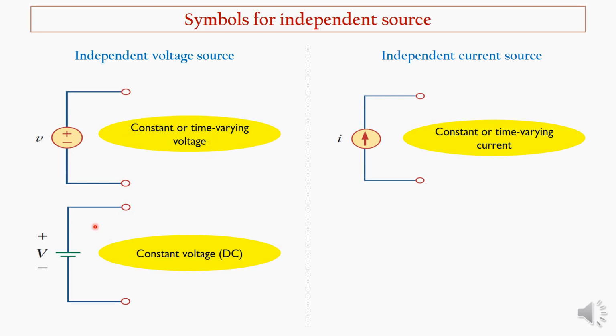Now, if you have only a DC voltage source to represent, you can represent it by using this symbol. Now, looking into the independent current source, it can be shown with this circle along with an arrow in the upward or downward direction, depending on the direction of flow of current. Again, this symbol can be used for the constant or time varying current. Here I am using constant for DC, and time varying current is for AC circuits.